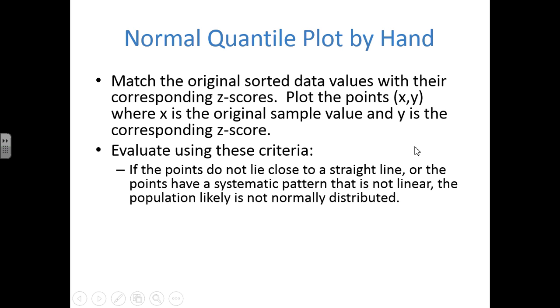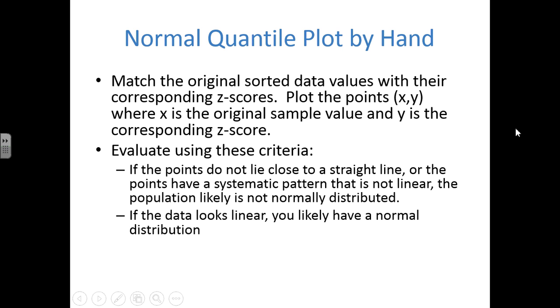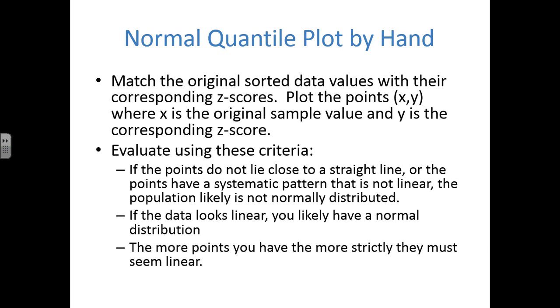If the points lie close to a straight line, we're going to say it's normally distributed. But if they do not lie close to a straight line, or if they have some kind of systematic pattern, like when you read section 5.7, you saw if it makes kind of an S-curve like this, that normally indicates skewed data, then we would say it's not normally distributed. But if the data looks linear, then we're going to say it's likely a normal distribution. The more points you have, the more strict this linear condition must hold.